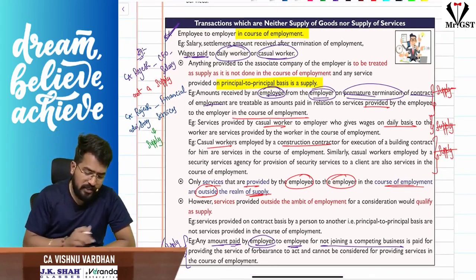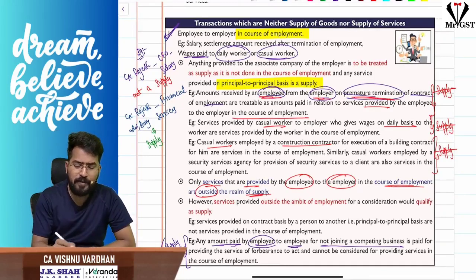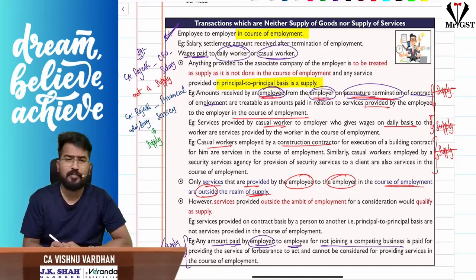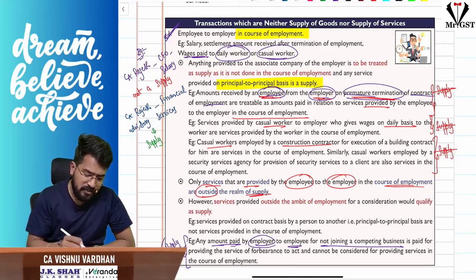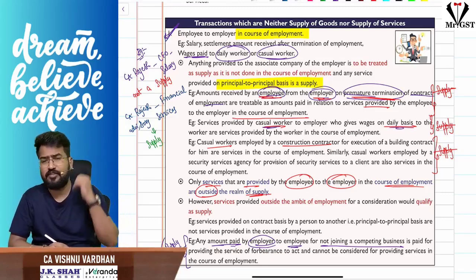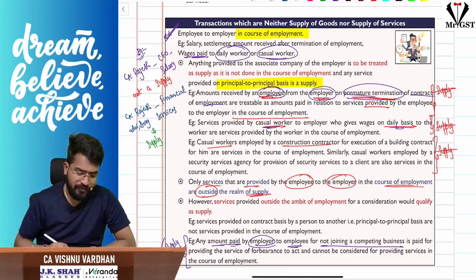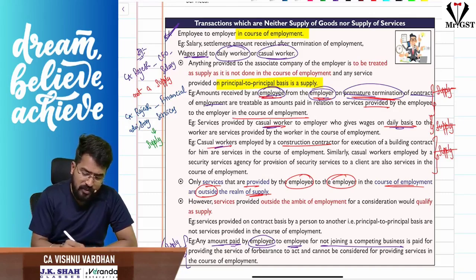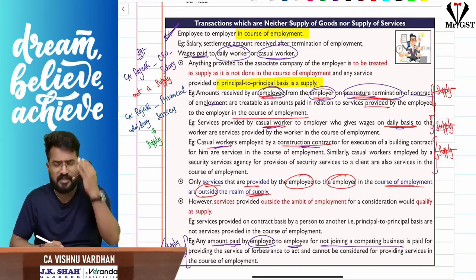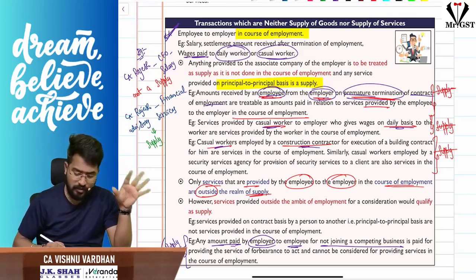For example, any amount received by the employee from the employer on premature termination. Premature termination is also part of the employment contract. So whatever is given is not a supply. Next, the services provided by the casual worker on daily basis. No matter whether you are paying the wages on daily basis, weekly basis, or monthly basis, an employee is an employee, so not a supply. Next, casual workers in construction contract, all that stuff, is also not supply. Workers are workers, employees are employees, so obviously it is an employment contract and it is not a supply.